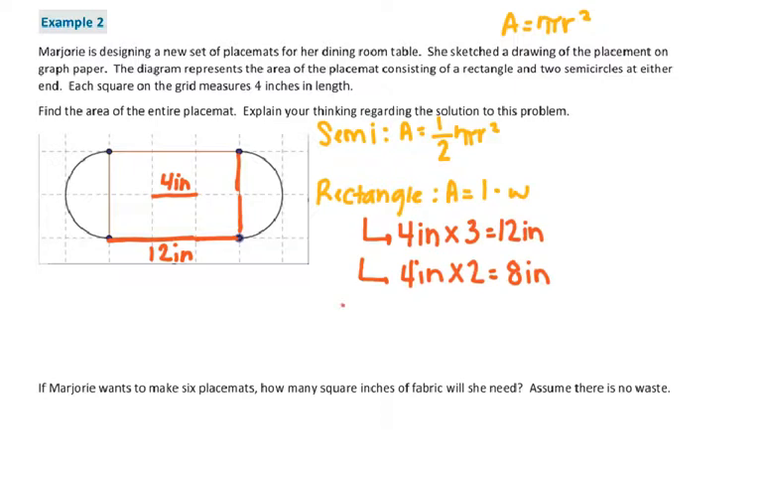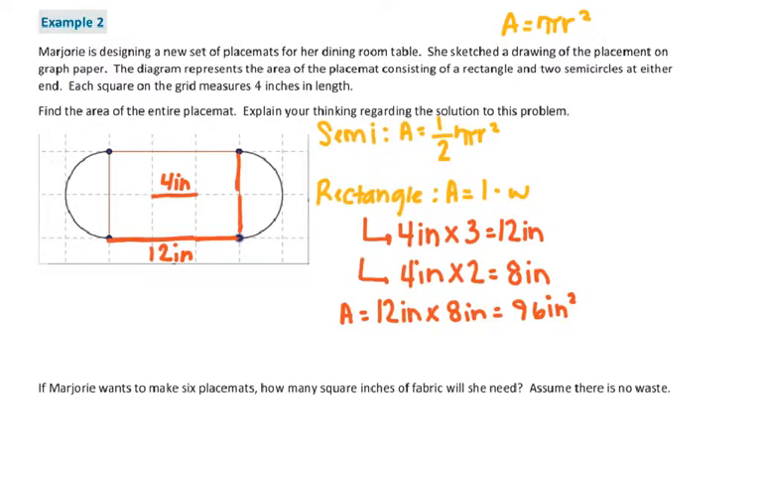So I'm going to find the area of my rectangle by simply multiplying 12 inches by 8 inches. And when I multiply 12 inches by 8 inches, I get an area of 96 inches squared. Remember, we always square our area. So that's important information that I'm going to add to the area of each of my semicircles.